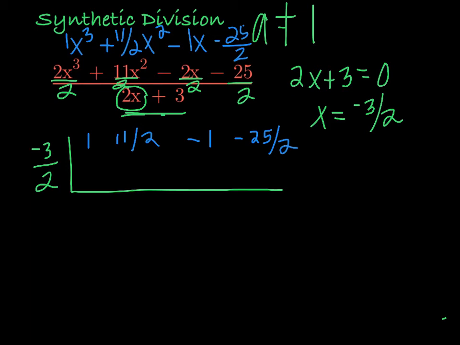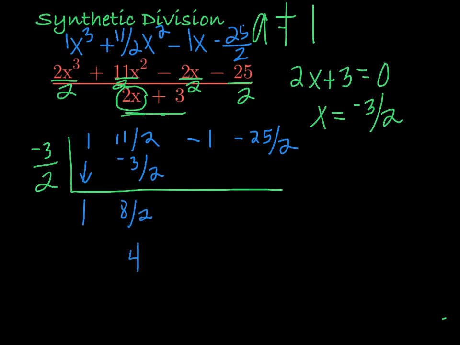Okay, so we're going to do the same thing, which is bringing down our 1. So we get 1. We're going to multiply 1 times negative 3/2. We're going to get negative 3/2. So see how our fractions end up having the same denominator, so it makes it easy to add. We get 8/2, which changes to 4.